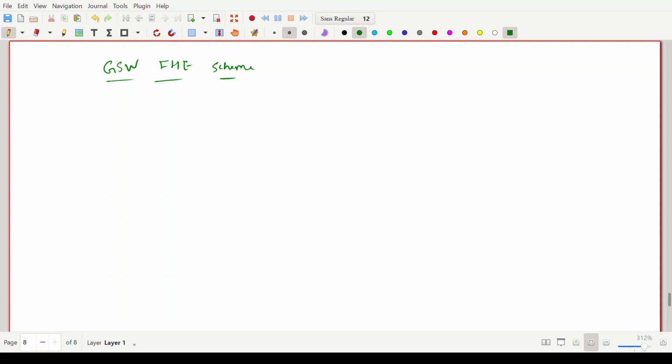Okay. So why the name GSW? Because it was founded by Gentry and Sahai and Waters. In this case, the ciphertexts are matrices and homomorphic operations are simply matrix addition and matrix multiplication, which makes this scheme more efficient.